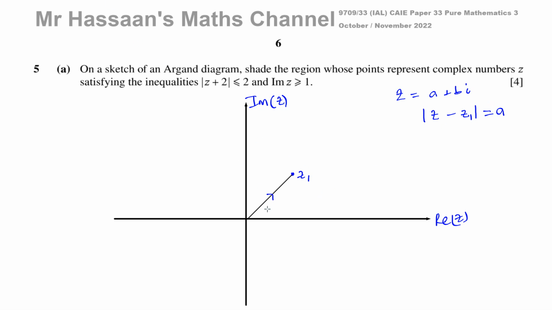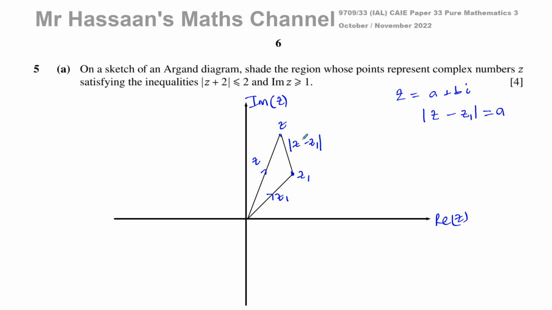So if I draw a random point Z here, then the line going from here to here is going to be Z minus Z1. This is Z1 and this is Z. If I want to go from here to there, I can say minus Z1 plus Z, which you can think of as Z minus Z1. The length of this line is the magnitude of Z minus Z1. So whichever way you're going, the length of that line will be this amount.